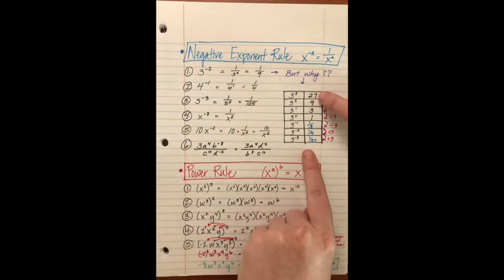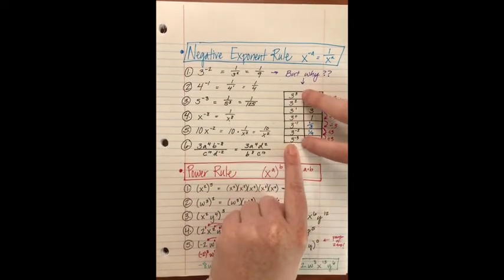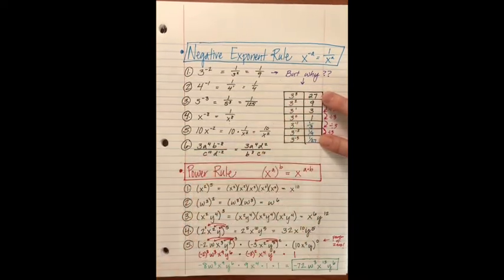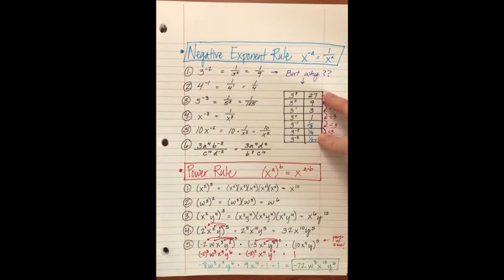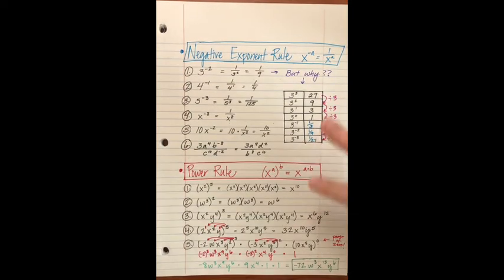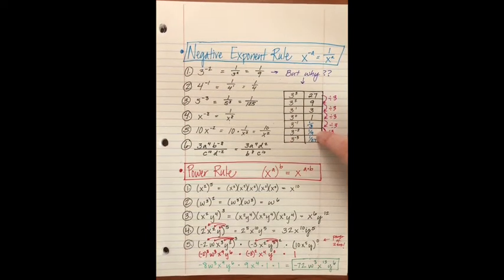So if you notice, 3 to the third and 3 to the negative third have opposite powers. One's positive, one's negative, and their answers aren't opposites. That's not the correct vocab word there. 27 and 1 over 27, that's called a reciprocal. The reciprocal of 27 is 1 over 27. You flip the numerator and denominator. 3 squared is 9, so 3 to the negative second power is 1 over 9. It's the reciprocal of 9, right?